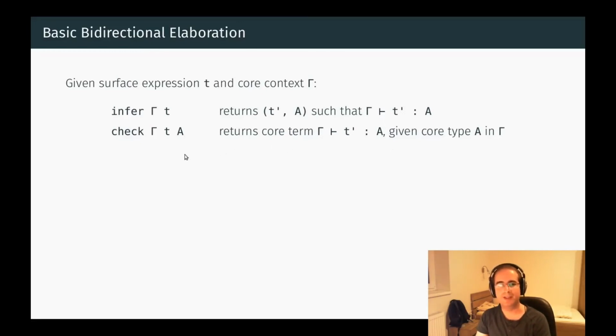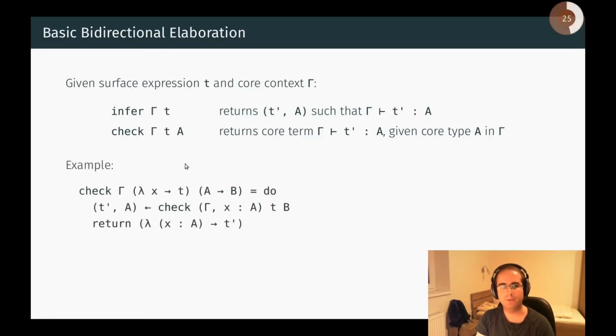When the expected type of an expression is already known, we use the check function, otherwise we use infer. This is similar to bidirectional type checking, but here each function also returns a core term. Let's look at a short example for how checking works. We use an informal monadic notation as we have as side effect the possibility of failure, and we also carry around as state a context of meta variables. Here we are checking a lambda expression with a function type. So what we do is to extend the context with a variable and check the function body with the codomain type. After this, we return a well-formed lambda expression.